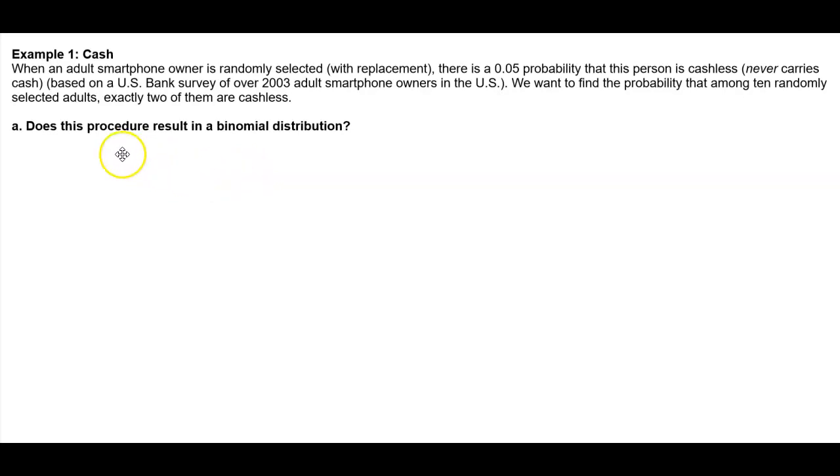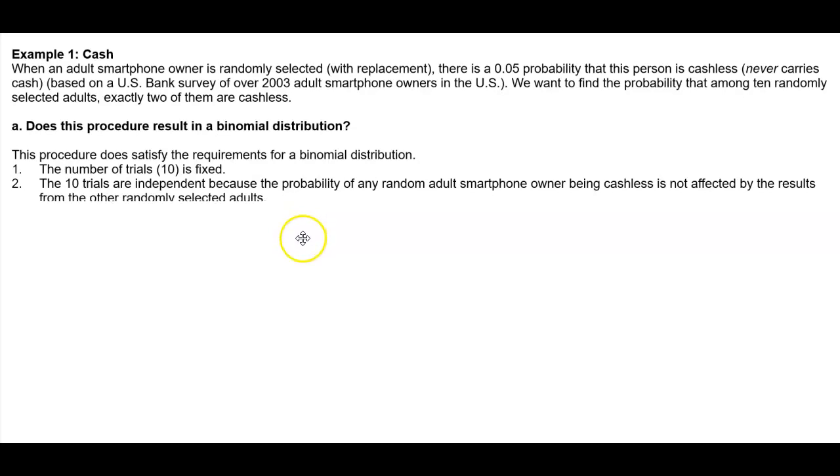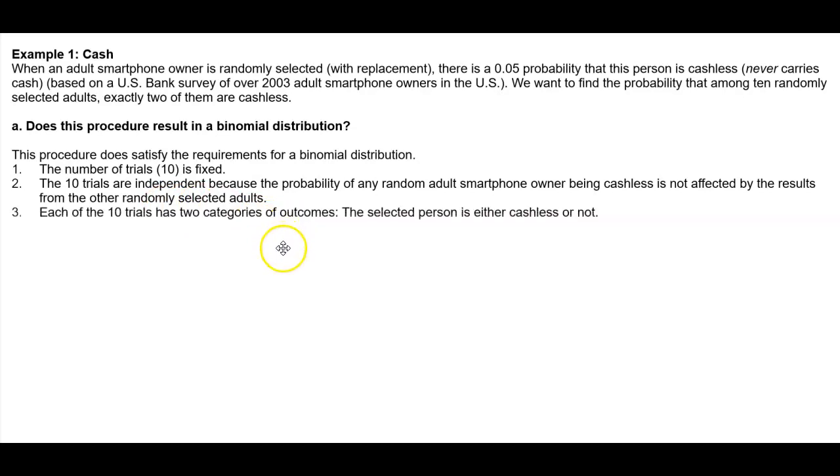Now the first question is, does this procedure result in a binomial distribution? First and foremost, we need to figure out that this procedure does satisfy the requirements for a binomial distribution, so we need to go through the 4 of those. Number 1, the number of trials, 10, is fixed, so we know that there are 10 trials. Number 2, the 10 trials are independent because the probability of any random adult smartphone owner being cashless is not affected by the results from the other randomly selected adults.